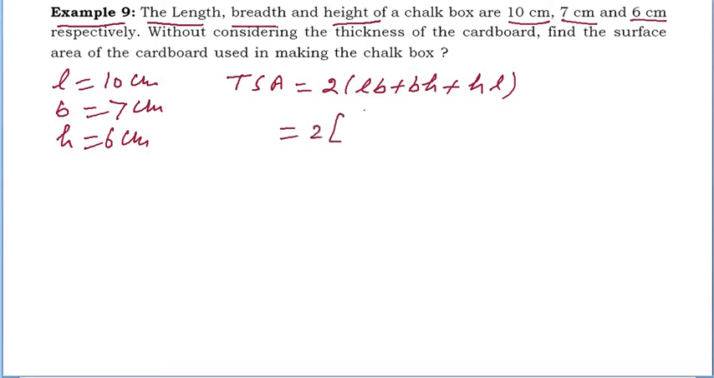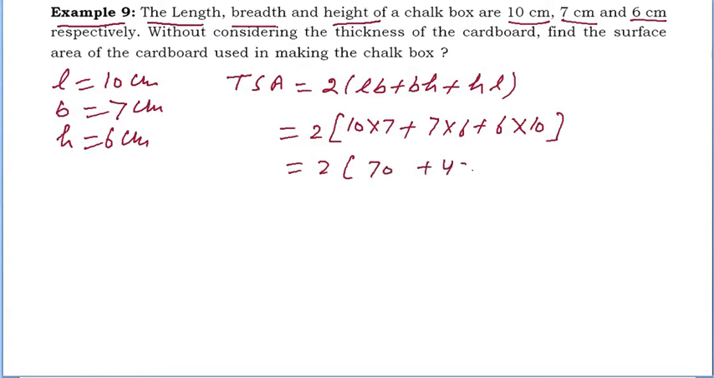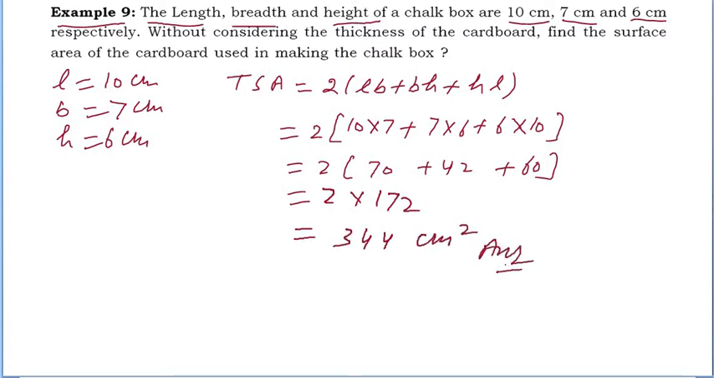Now put the value. Here L is given as 10. So 10 into 7 plus 7 into 6 plus 6 into 10. Now you can do the multiplication. 7 tens are 70, and it is 42 and it is 60. Now adding this, 2 into that is 172. Now multiply by 2. 2 twos are 4, 2 sevens are 14, 4, 2 ones are 2 and 1 is 3. So 344 centimeter square. So that one is your answer.